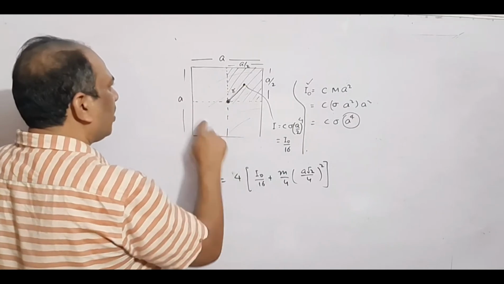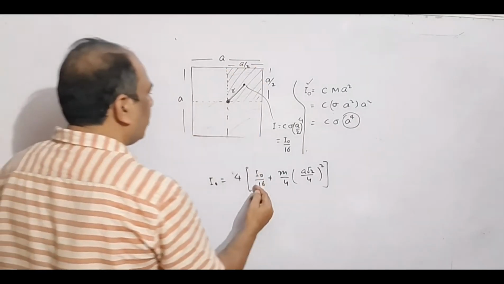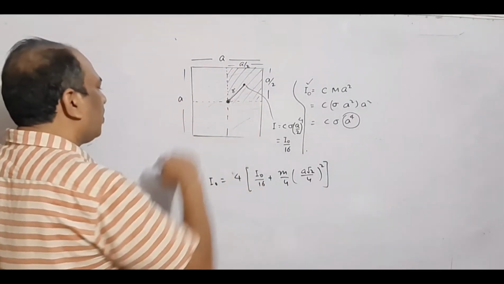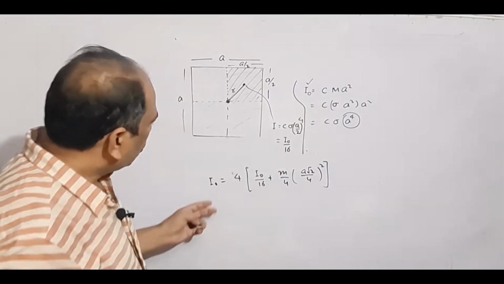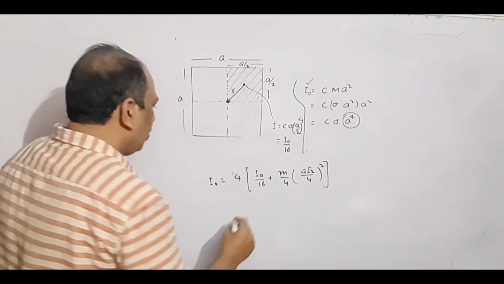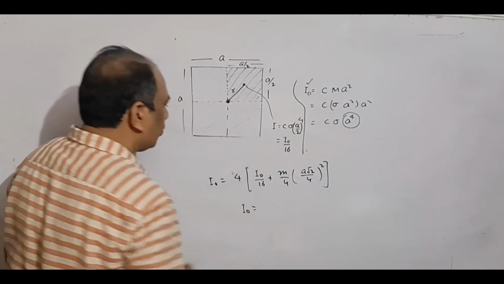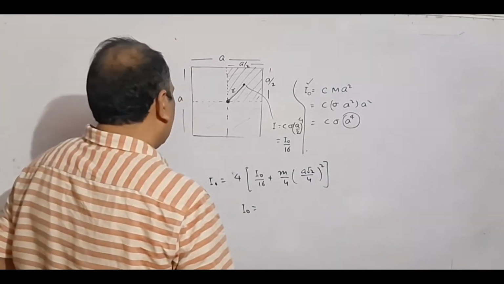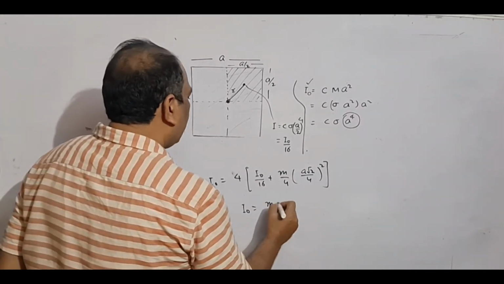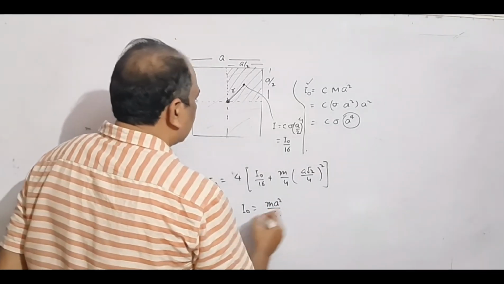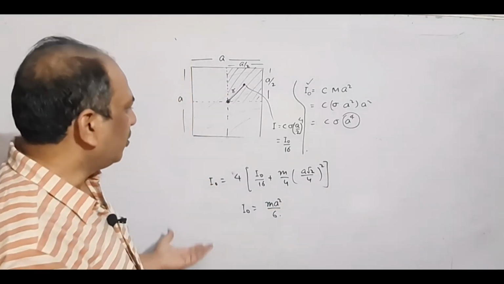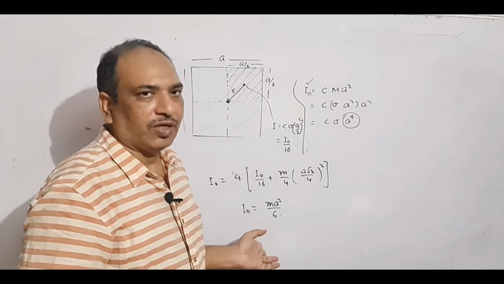So we have 4 subparts here. One subpart is making this much of I, so 4 subparts will make 4 times. So we have to solve this for I0, and if you solve this, you'll get I0 equal to ma square by 6. This you can solve and check. This is the value of I0 you'll get.